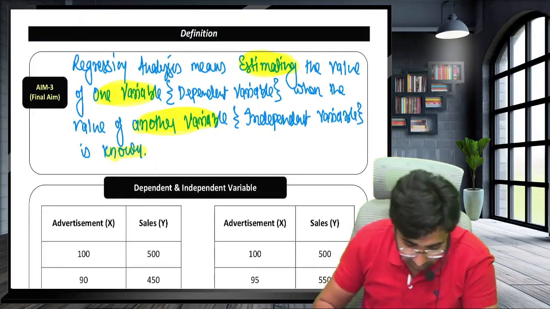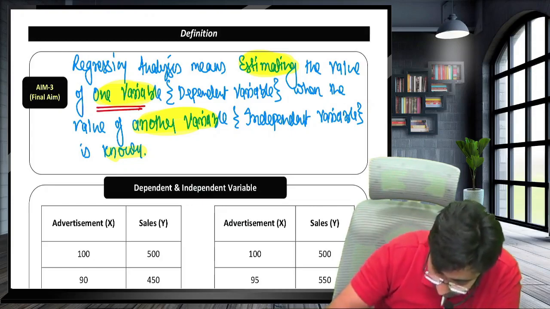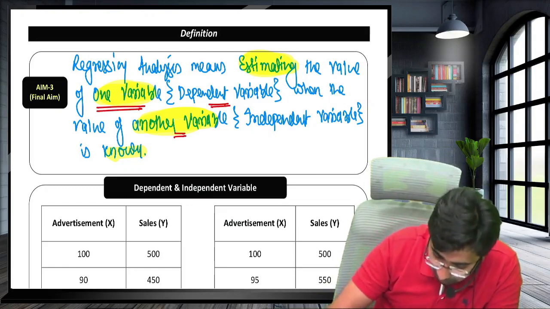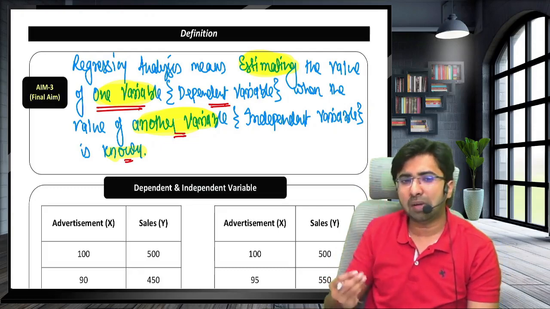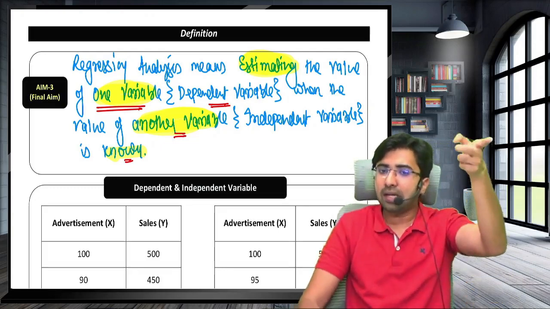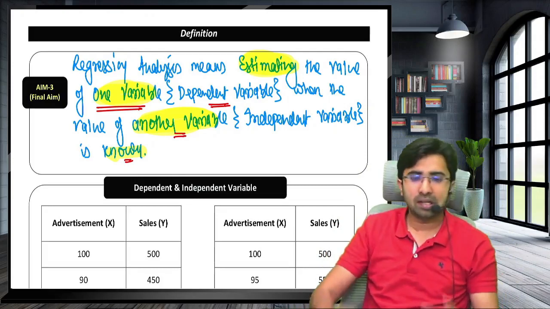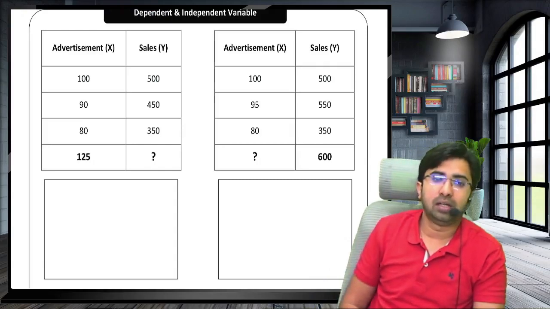Here, guys, the value of one variable is known. That is known as the independent variable, and the variable whose value we have to identify is known as the dependent variable. So what do you mean by that? You have used two words, dependent and independent. Can you please explain the dependent and independent? Let's understand one word terminology, that is dependent and independent.